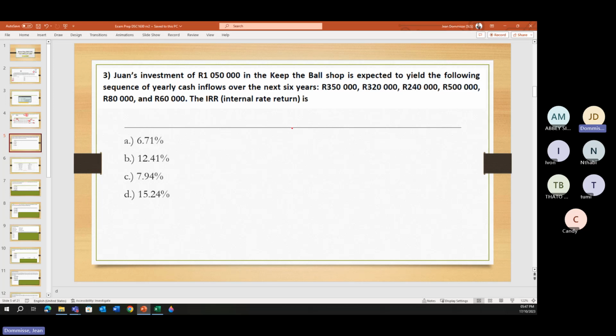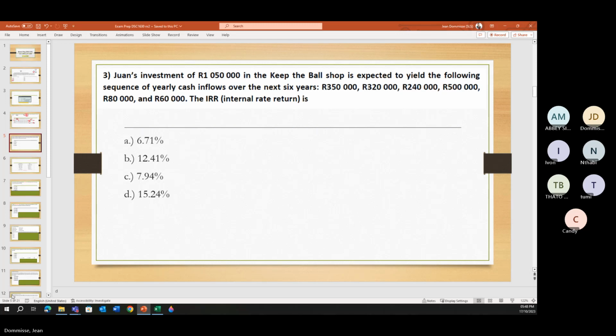So John's investment of 1,050,000 in the Keep the Ball shop is expected to yield the following sequence of yearly cash inflows over the next 6 years: 350, 320, 240, 500, 80, and 60,000. And then they want you to work out what is the internal rate of return.